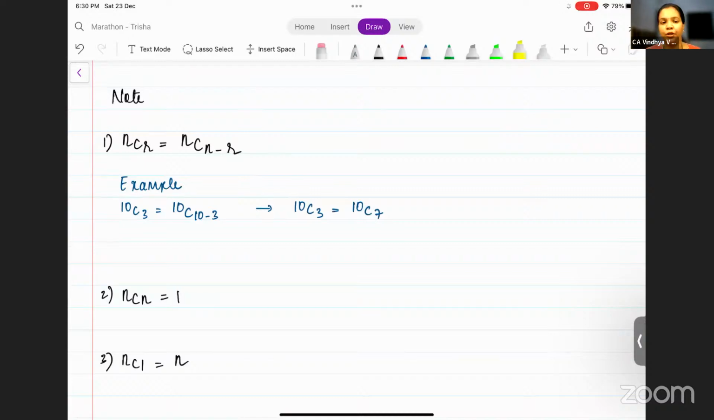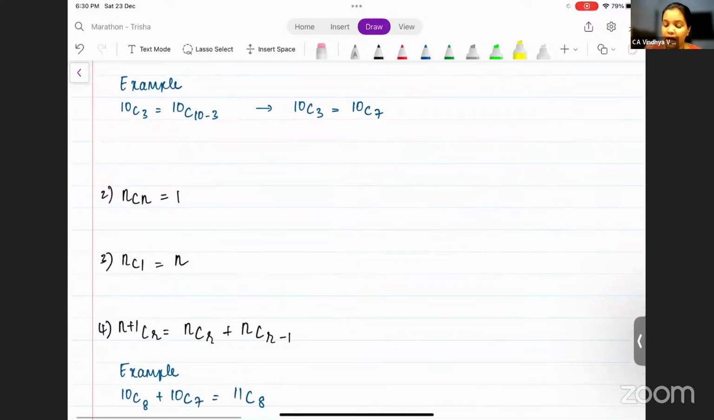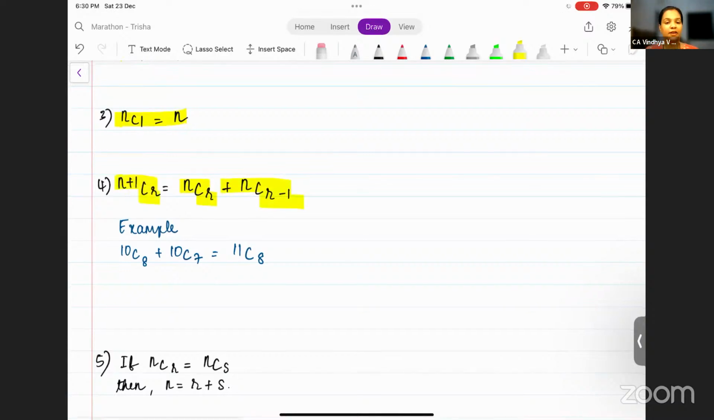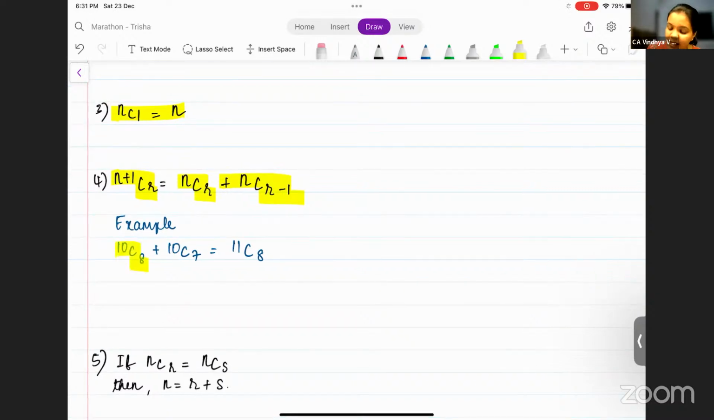Okay. First note. nCr and nC(n minus r) are equal to each other. That means if you have 10C3, this 10C3 is also equal to 10C7. Okay. Next. nCn is equal to 1 and nC1 is equal to n. Next. If you have nCr and nC(r plus 1), its sum is (n plus 1)C(r plus 1). That means 10C8 plus 10C7 is equal to 11C8.